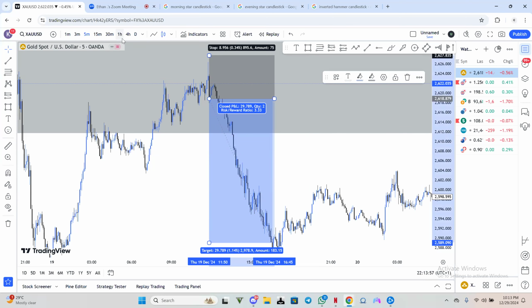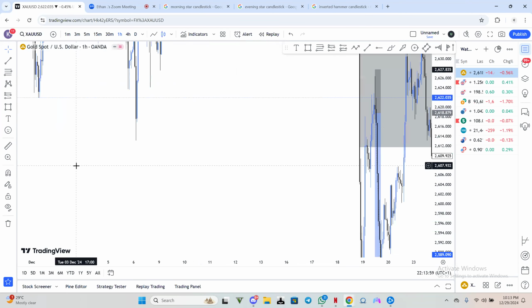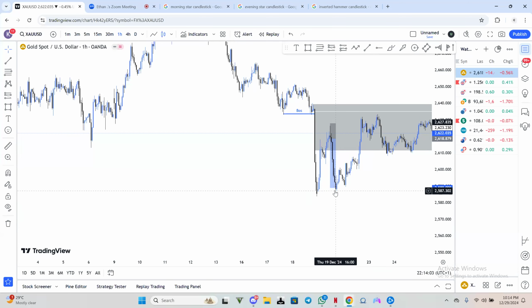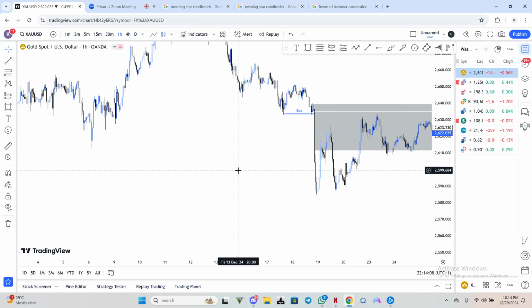Do you understand? The person that is asking: yes, if the higher time frame, which is the daily and 4 hours, is bullish, and the lower time frame is bearish, will we be looking for sell or buy?